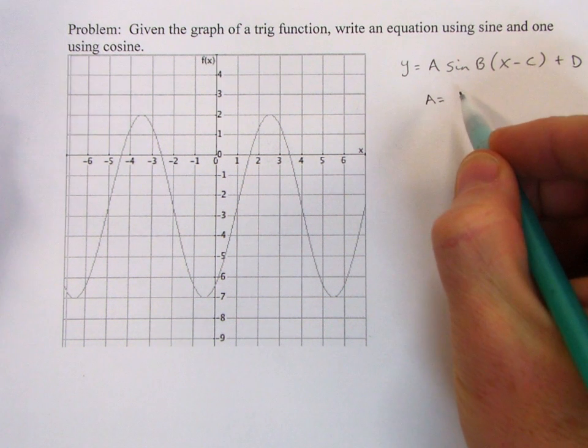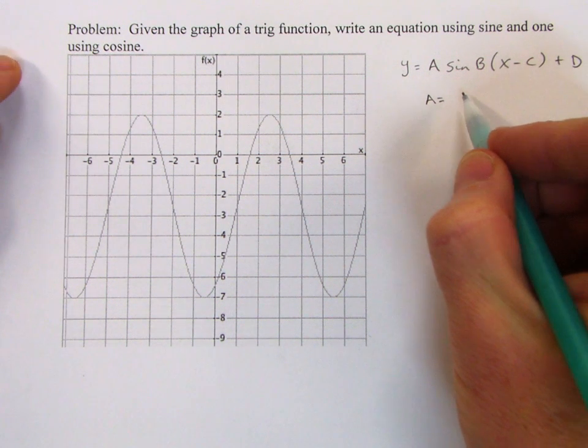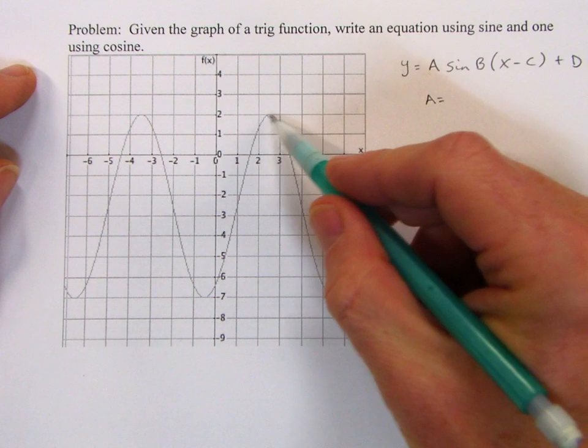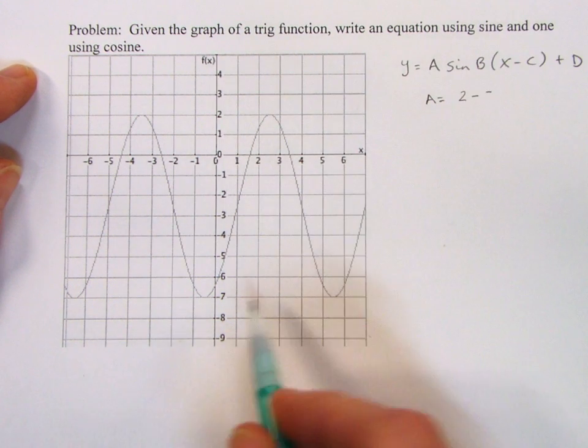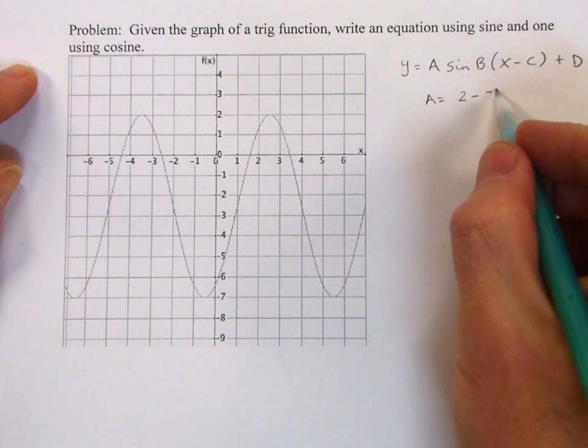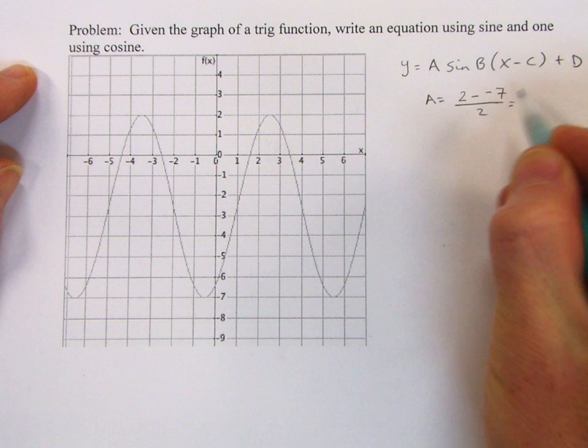Actually, we're going to find the amplitude first, and then we'll determine later if it's going to be positive or negative. A will be the max, and the max here is at 2, minus the min. The min's down here at -7, all over 2, so that gives us 9/2.